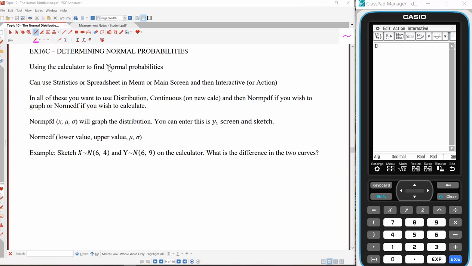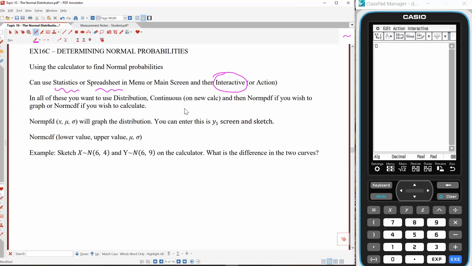In 16C, what we do is we determine some normal probabilities. We've already done this using the 68, 95, 99.7 rule and some integral calculus, but we'll use some other features of the calculator today to do this. So we can use statistics or spreadsheet in menu or main screen, and then interactive or action. This is my preferred method, via interactive, and this is the way that I'll go on to explain it.